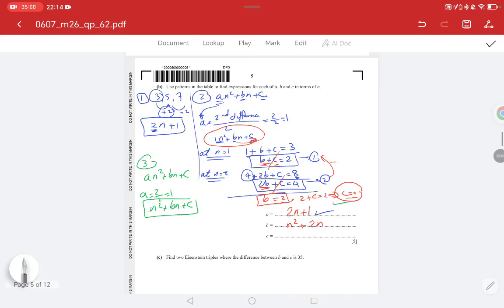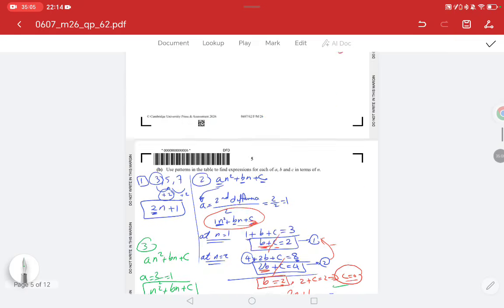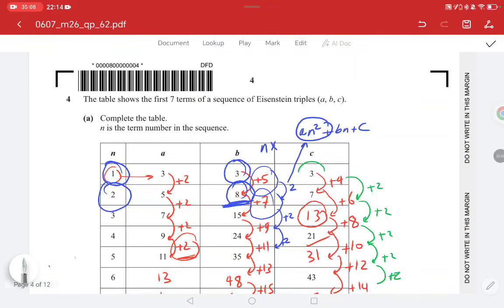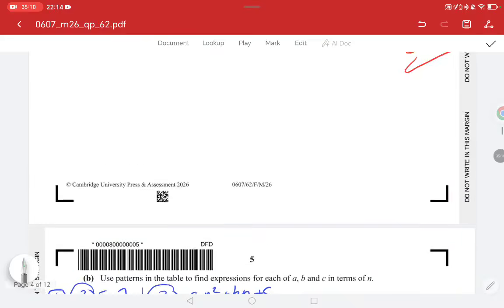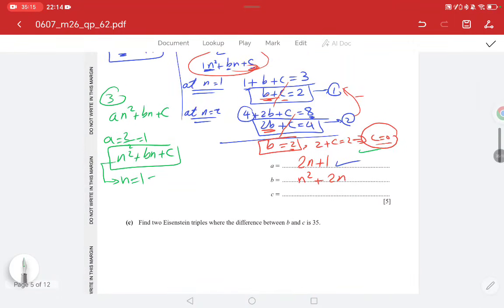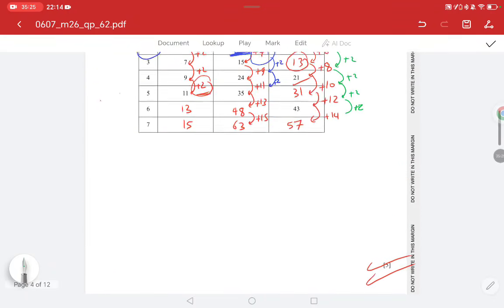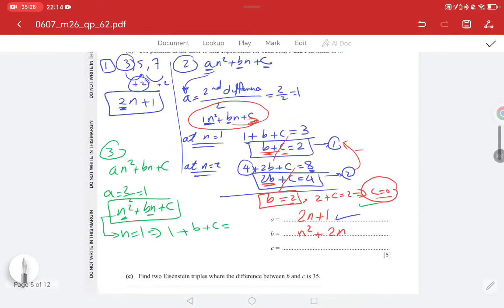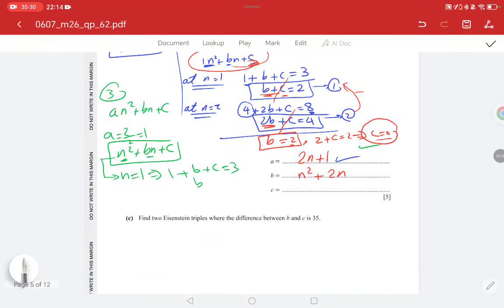Okay, so let's find at n equals 1. At n equals 1, what is the value? At n equals 1 it equals 3. So at n equals 1, I'm substituting here: 1 plus b plus c equals what? I forgot, it was 8 or 3. Okay, so b plus c equals 3 minus this one, so it's 2. So this is the first equation.